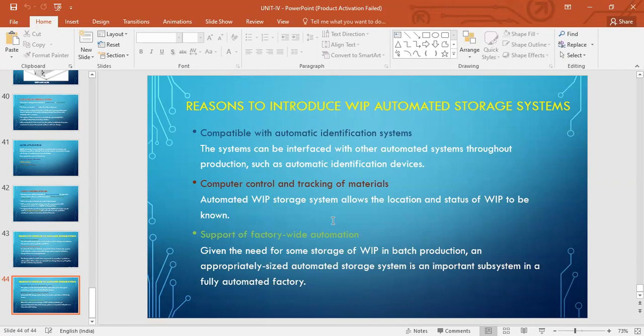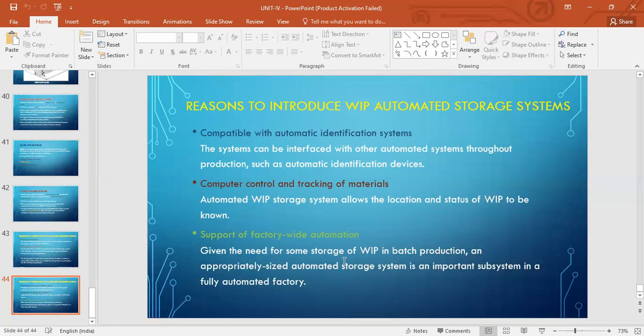Support of factory-wide automation. That's basically your total automation. We talked about enterprise level of automation, or plant level of automation. So this is where that concept comes into the picture, because you want to have total automation. Not just the workstations are automated, but also the material handling, which is supplying the materials, which is handling the materials, is also automated.